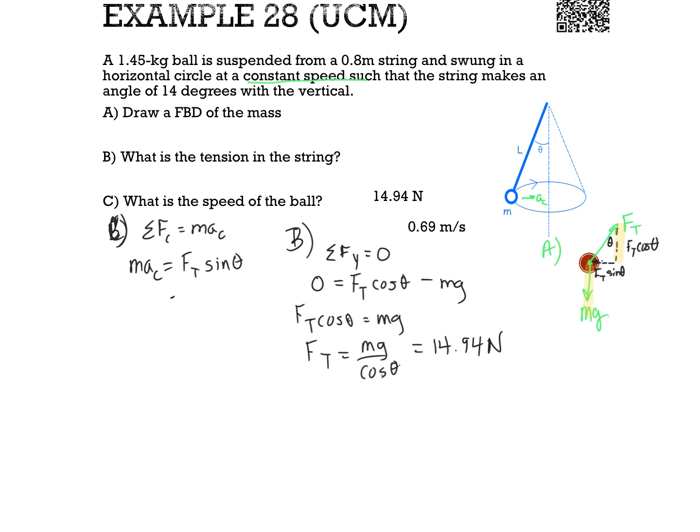Okay, well that makes the third part easier. What's the speed of the ball? Well, this is going to be mv squared over r equals F sub t sine theta, plugging everything in. We're going to get the speed of the ball. V squared is equal to r F sub t sine theta divided by m. Take the square root of the whole thing. So let's figure out what that is.